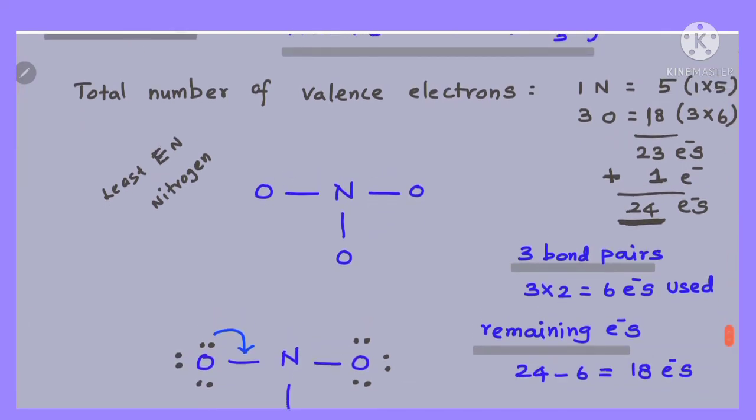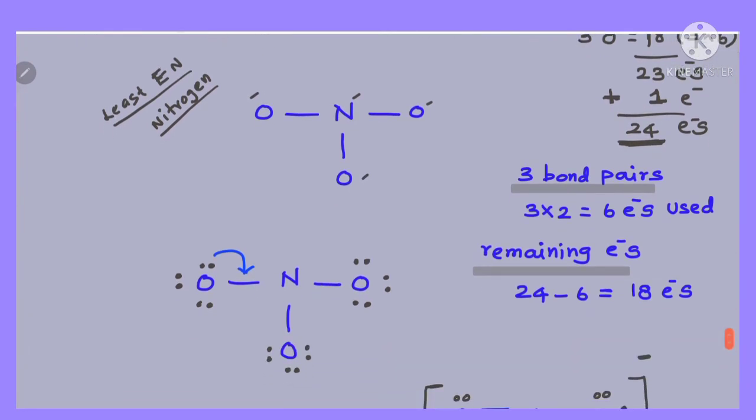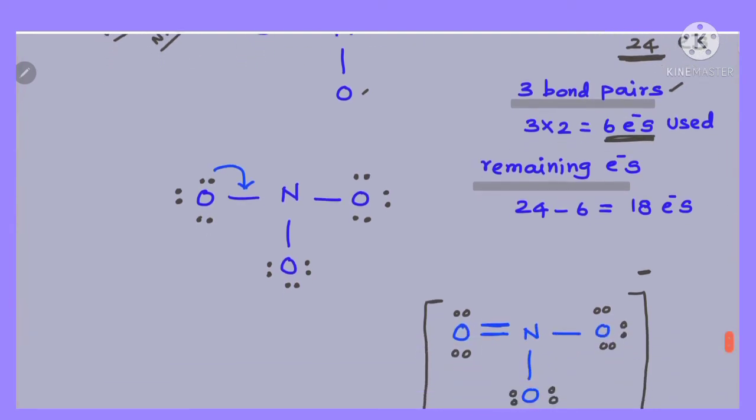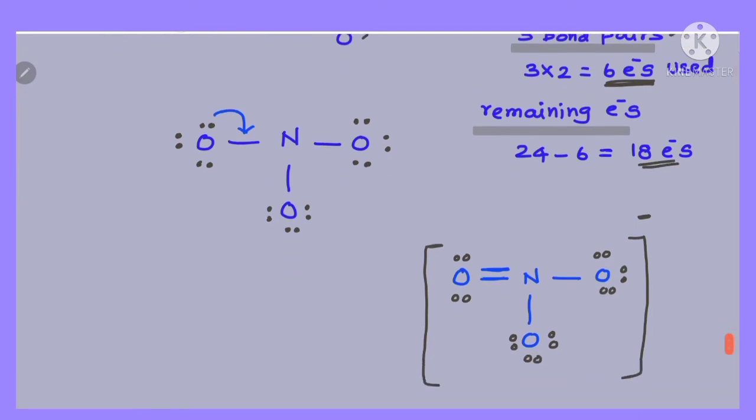Here the least electronegative element is nitrogen, considered the central atom, surrounded by 3 oxygen equally. Then I draw single bonds between them. Around nitrogen there are 3 bonds, so 3 bond pairs are used, 3 into 2, 6 electrons are used for making these single bonds. Total electrons 24 minus 6, 18. So there are 18 remaining electrons. Now these 18 electrons we have to distribute as lone pairs. 18 electrons is 9 pairs, so over each oxygen I am going to distribute 3 lone pairs.